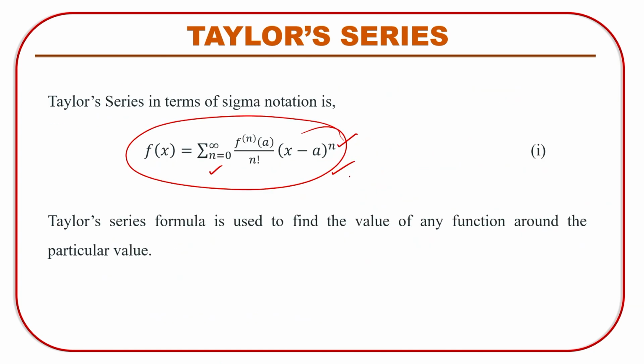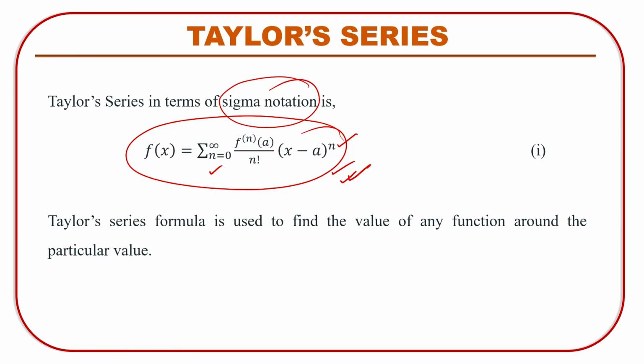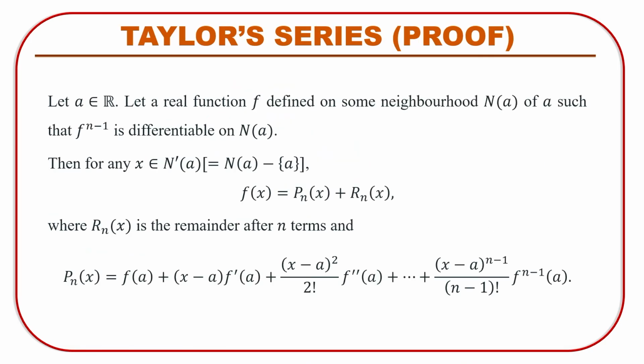So, that is the notation we are going to use, and this notation is sometimes called sigma notation. It can be used directly as a formula, since the Taylor series already contains an infinite number of terms, which is why it is written as a sigma. So, how do we prove that?